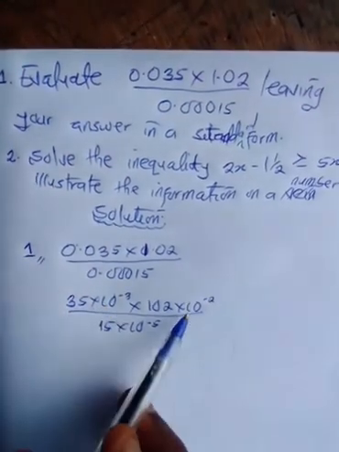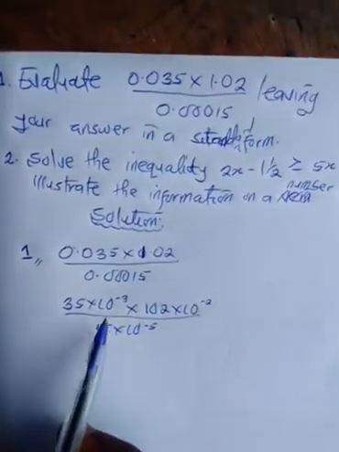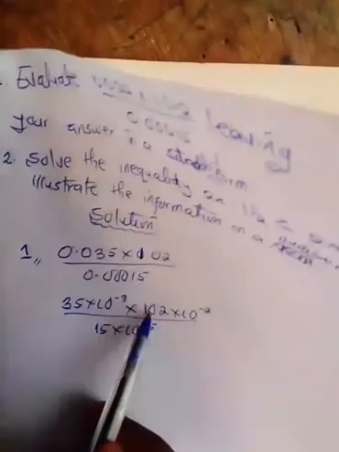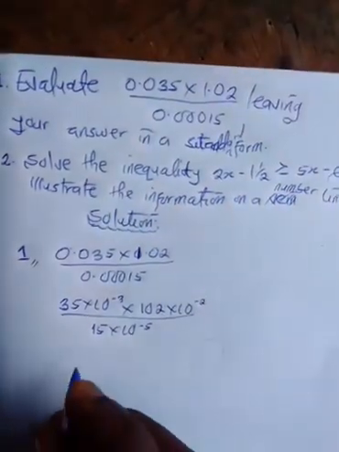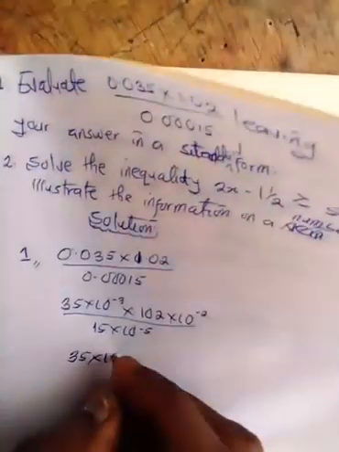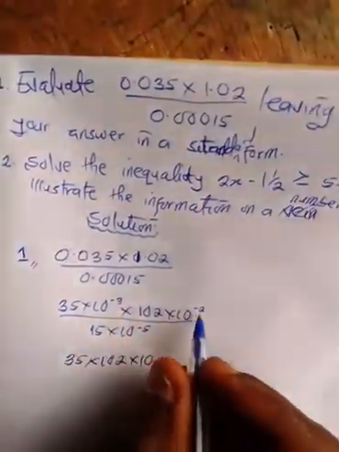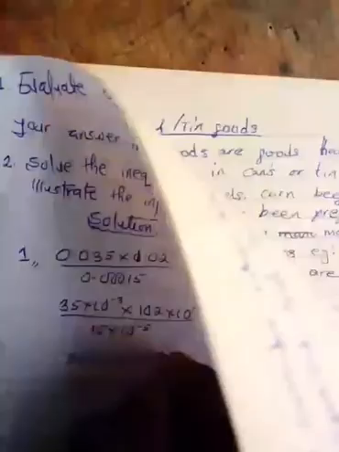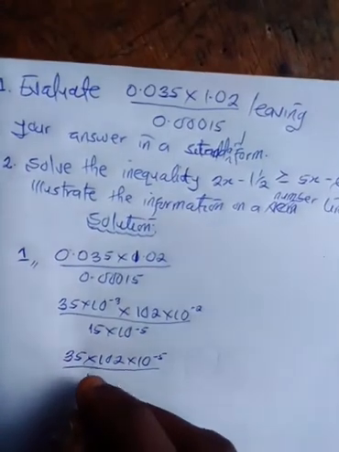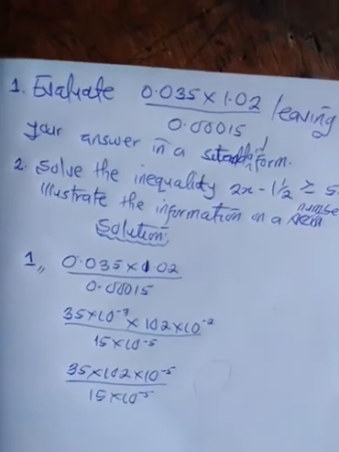Indices. When the numbers are of the same base, when you are multiplying, you add the powers. So this multiplication sign: 35 times this base, 102 times this base. So I have 35 times 102 times 10. You add the powers, negative 2 and negative 3, which gives negative 5. So I have it here, and I have my 15 times 10 to the power negative 5.